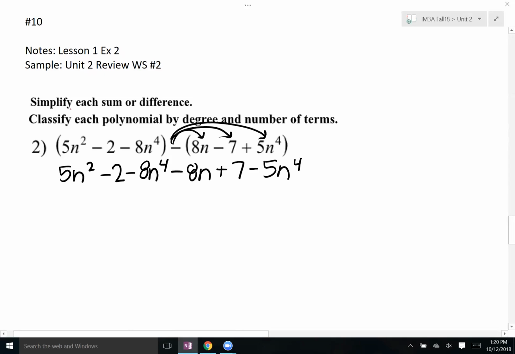So this is my simplify. I have to simplify before I can classify. My highest power here is 4. So I'm going to do negative 8n to the 4th minus 5n to the 4th. Since they're both negative, I know I'm going to add them, but my answer is negative. So negative 13n to the 4th.